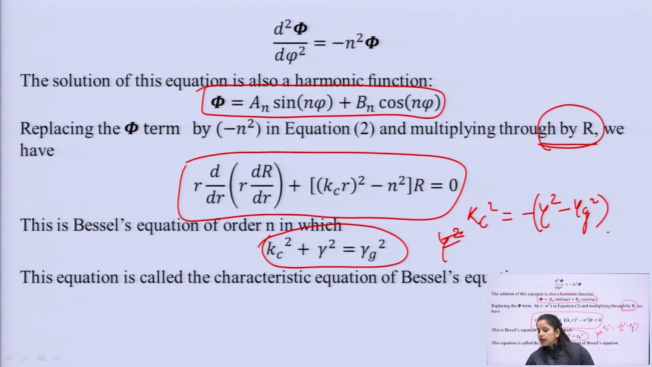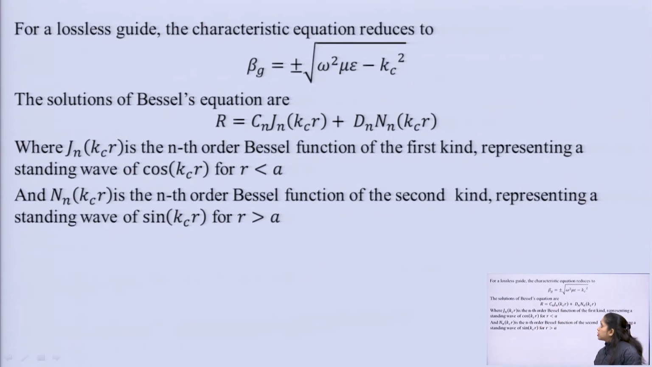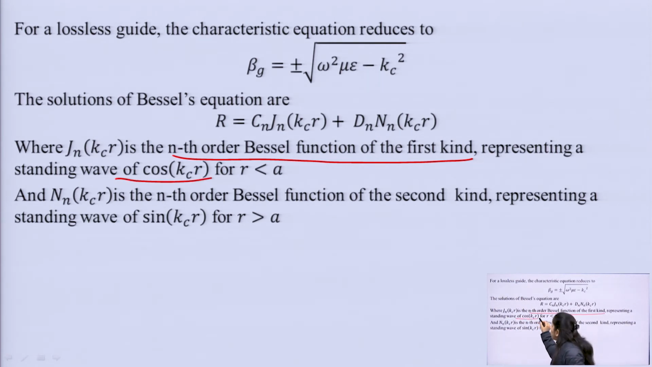So what we have achieved now is the characteristic equation of the Bessel function, and for the lossless guide, this characteristic equation reduces to beta g equal to omega square mu epsilon minus Kc square. The solution of the Bessel equation is R equal to C n Jn Kcr plus D n Nn Kcr, where Jn Kcr is the nth order Bessel function of the first kind. It represents a standing wave of cos Kcr for r less than a. Here a is the circular waveguide radius, the main parameter existing inside a circular waveguide.